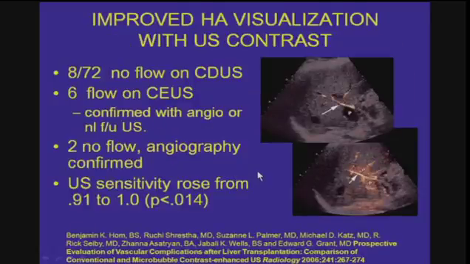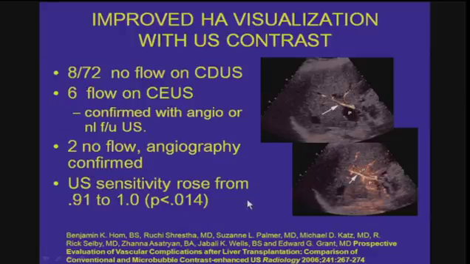The other option that you can do if you're going to use contrast off-label, this is a great article from the literature, you can actually use ultrasound contrast. These are 8 patients who had no flow on color Doppler ultrasound. This is from University of Southern California. But 6 of them were proven to have flow on contrast-enhanced ultrasound, and that was actually confirmed either with angio or a normal follow-up ultrasound. 2 of them persistently had no flow with contrast, and they actually were confirmed on angiography.